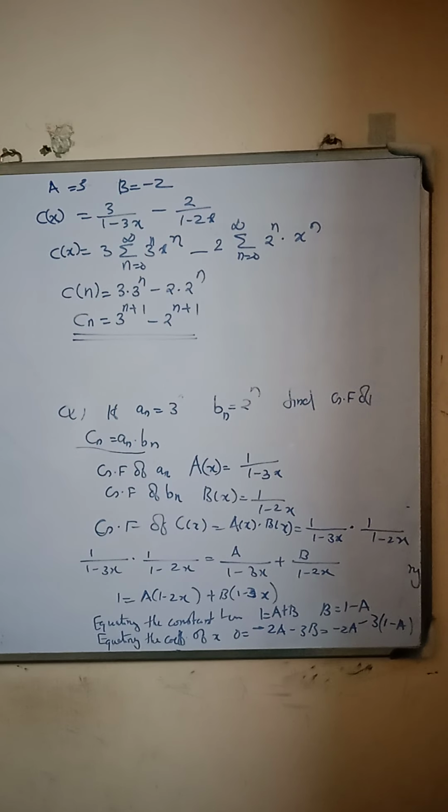Sigma n is equal to 0 to infinity 3 raised to n x raised to n, minus 2 into sigma n is equal to 0 to infinity 2 raised to n x raised to n. Therefore, Cn is equal to 3 into 3 raised to n. Sigma n is equal to 0 to infinity 3 raised to n x raised to n is the series expansion of the sequence 3 raised to n. So, we write it as 3 into 3 raised to n minus 2 into 2 raised to n. Therefore, Cn is 3 raised to n plus 1 minus 2 raised to n plus 1.